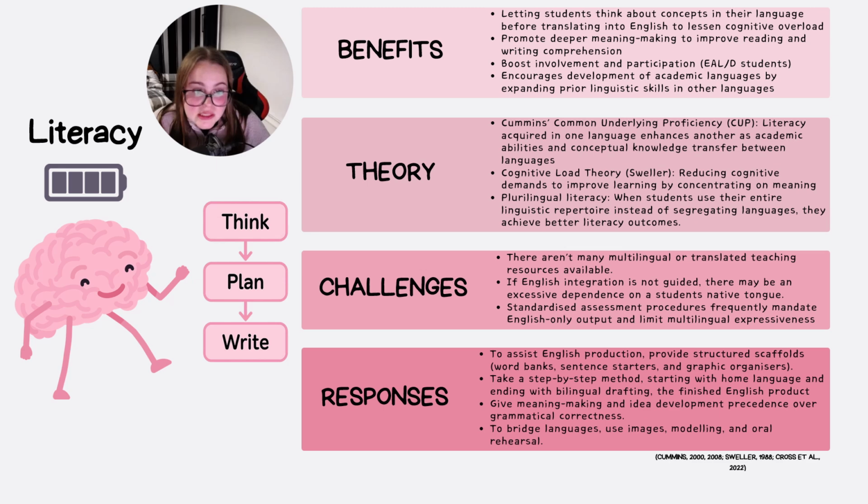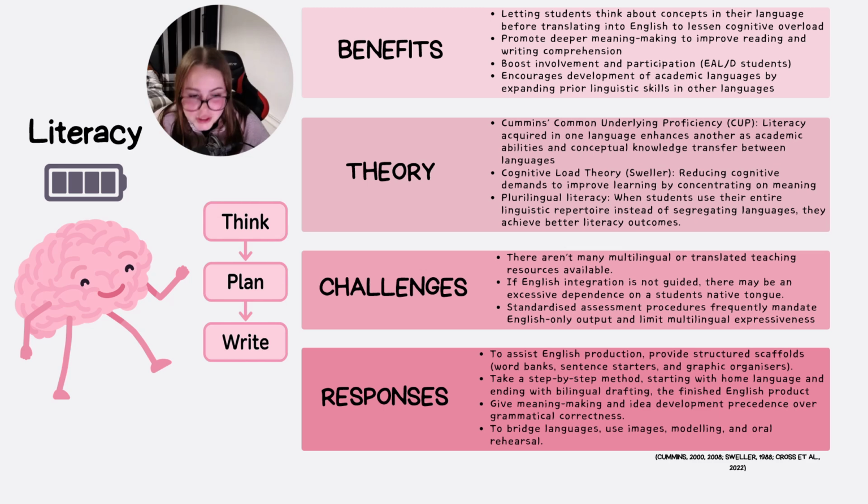Some theories include Cummins' common underlying proficiency, which is the literacy acquired in one language that enhances another, as academic abilities and conceptual knowledge transfer between languages. Cognitive load theory, which is Sweller, reducing cognitive demands to improve learning by concentrating on meaning. Plurilingual literacy: when students use their entire linguistic repertoire instead of segregating languages, they achieve better literacy outcomes.